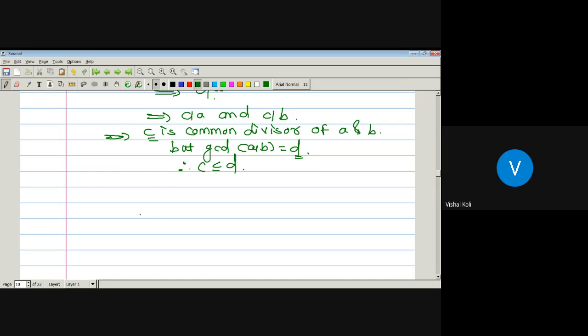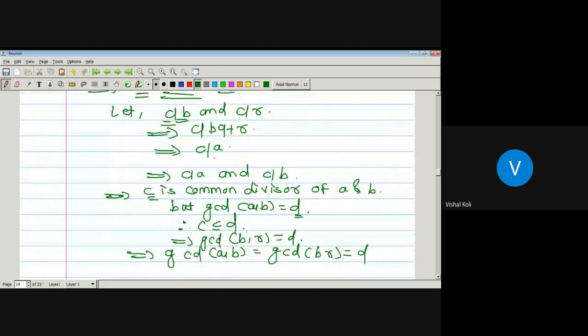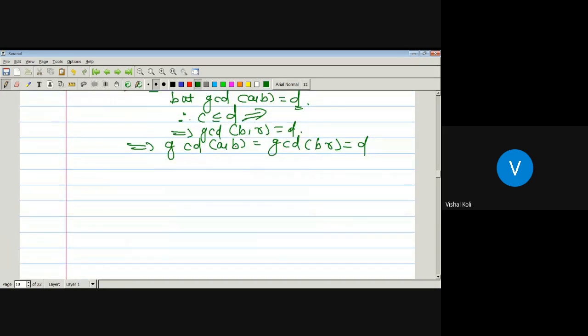Which implies that GCD of A, B is nothing but the GCD of B, R, which is equal to D. Since D is a common divisor of B and R, and whenever there is another common divisor C of B and R, that C will be less than or equal to D, it implies that D is the greatest common divisor of B and R. And we have proved that GCD of A, B is the GCD of B, R, which is equal to D, and hence the proof.